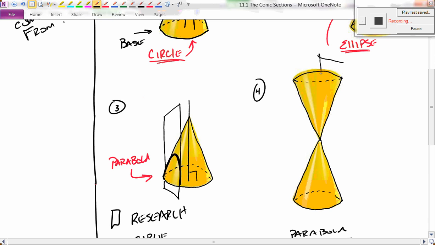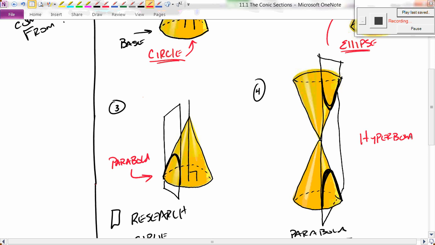Here's the other one. If you take a big giant cross section that goes up through both of these here, what you create in this case is called a hyperbola. Not a hyperbole, but a hyperbola. So the fourth and final cross section is called the hyperbola. So we have circles, ellipses, hyperbolas, and parabolas here.